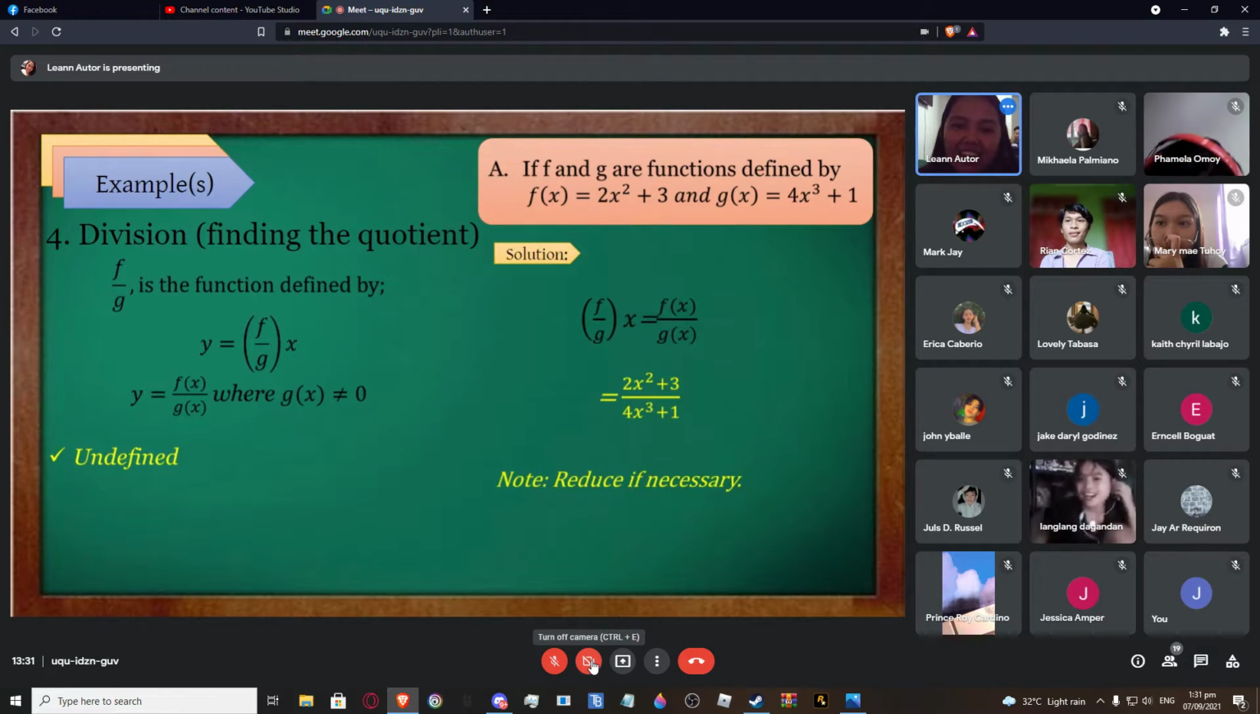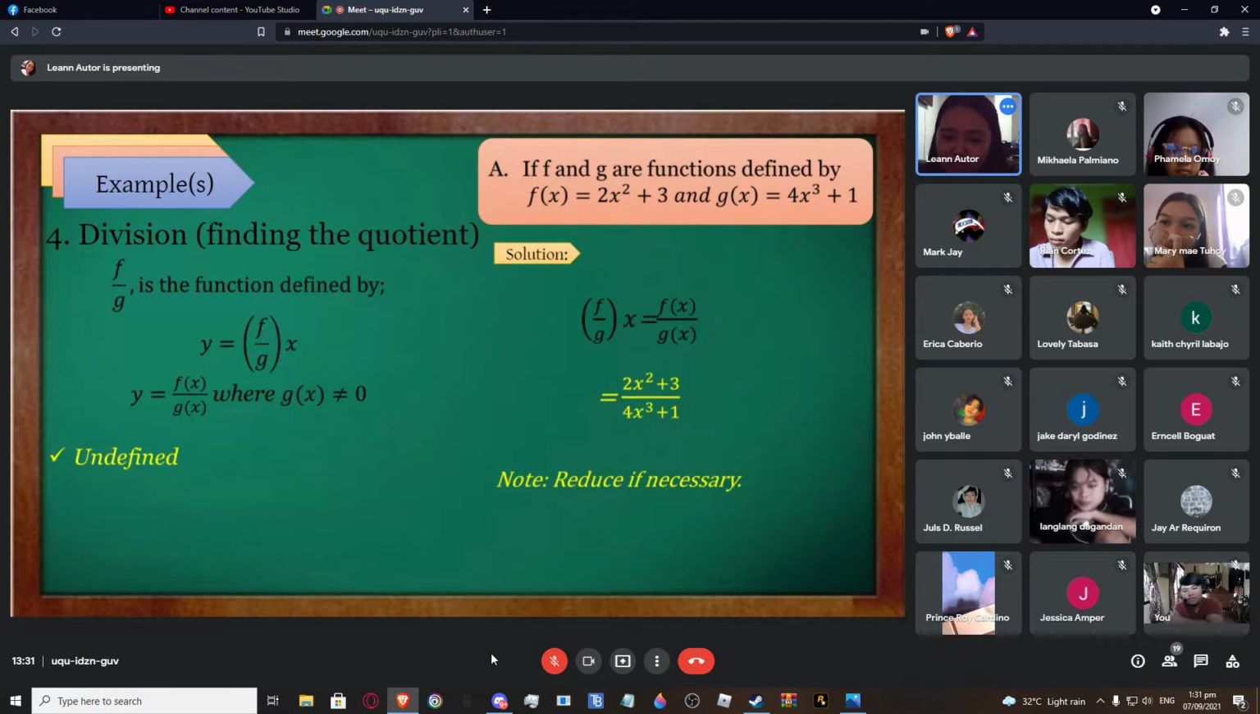Sige, atang identify kung final answer na ba nila or dili. Okay. Final answer na ganda siya, class. Final answer na siya for the reason that dili na siya ma-reduce. Siguro ang gihuna-huna sa uban nga, ma-reduce pa siguro na siya kay tungod 2 ug 4. 2 and 4, ma-reduce pa na siya into 1/2.